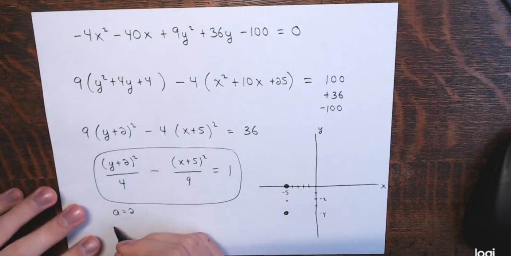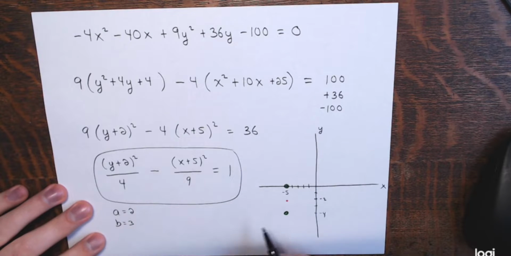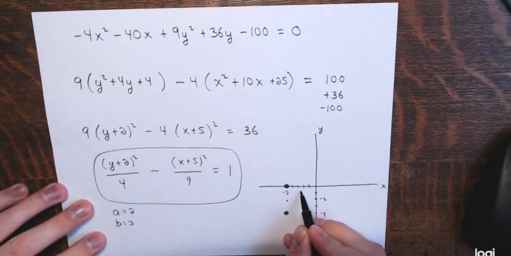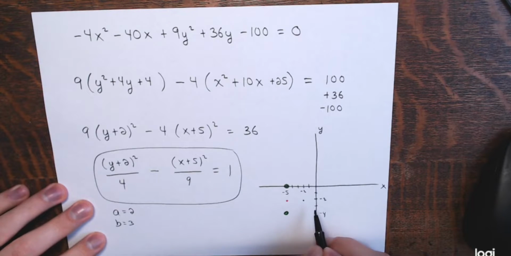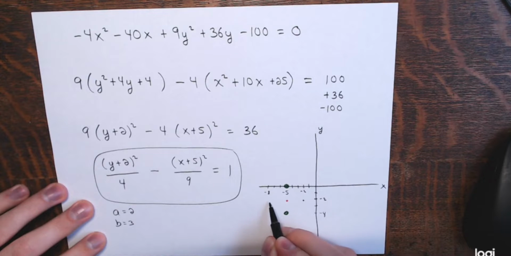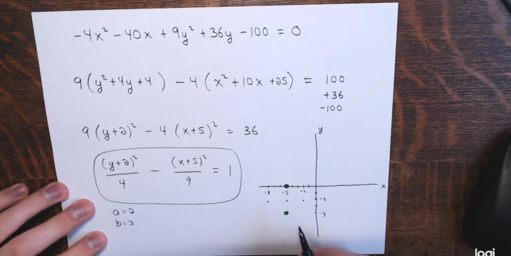And then the value of b would be 3. Right, so go to the right 3 units from the center. There's a co-vertex at negative 2, negative 2. Again, that's not a solution, different color. And then left 3 to negative 8, negative 2. Again, co-vertex, not a solution.